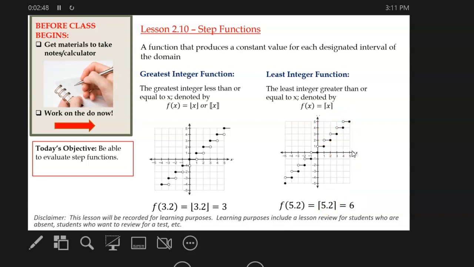Okay, if we are looking at the least integer of 5.2, 5.2 would be in this vicinity, and that is going to be the least integer that is greater than or equal to that. That would be the integer 6.